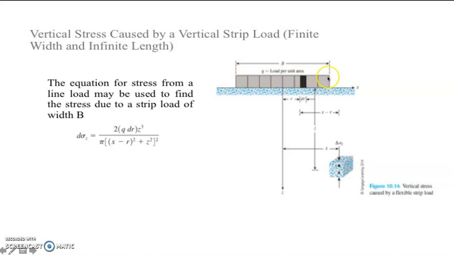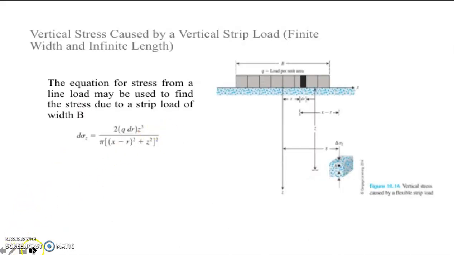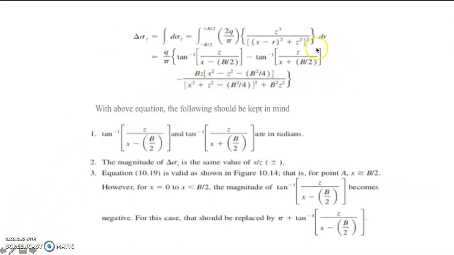So you have a uniform loading. The equation to find the stress due to a strip load of width B is given by this expression. So we simply have to identify our parameters on our equation. Upon integration, our stress caused by this vertical strip load is equal now to this expression.